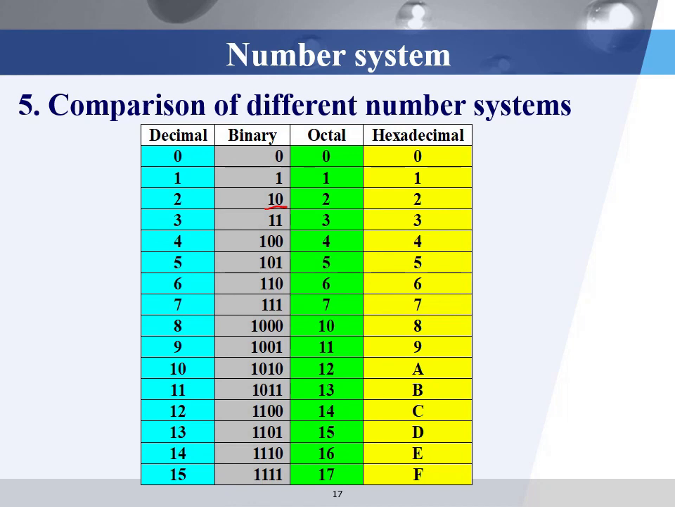Similarly, in octal, we have numbers from 0 to 7, but we don't have 8. So we use 1, 0 to represent 8 in octal. And in hexadecimal, we use A to represent 10, B for 11, C for 12, and F for 15. So in binary, 15 will be 1111. In octal, 15 will be 17 because this 1 means 8, and this 7 means 7. So 8 plus 7 equals 15. So these are the numbers in different number systems.